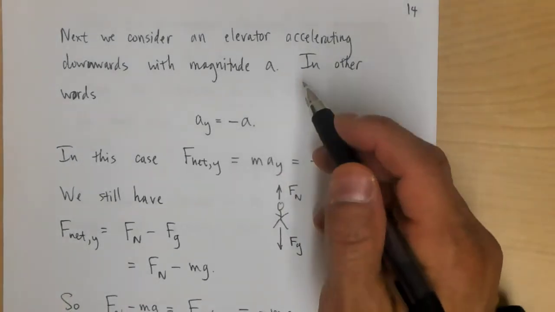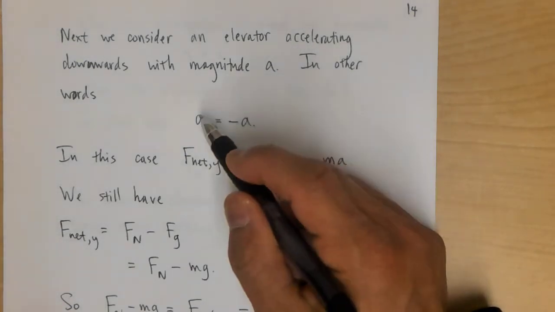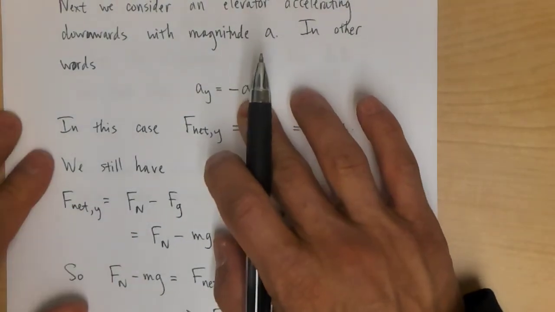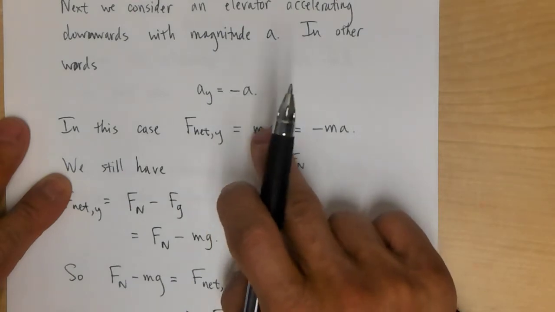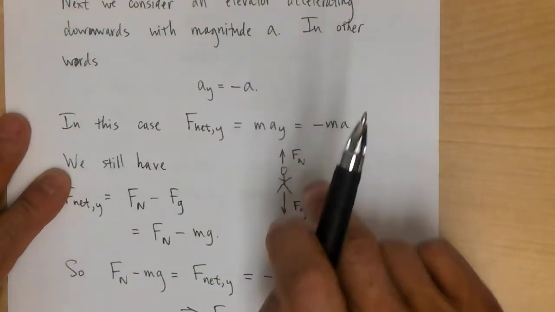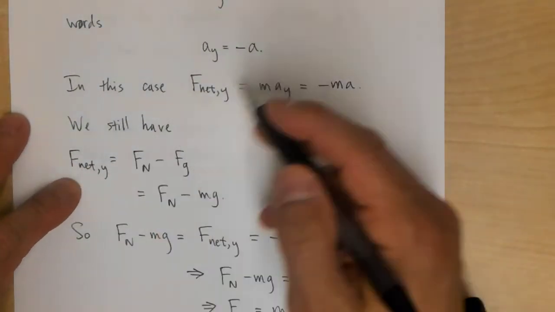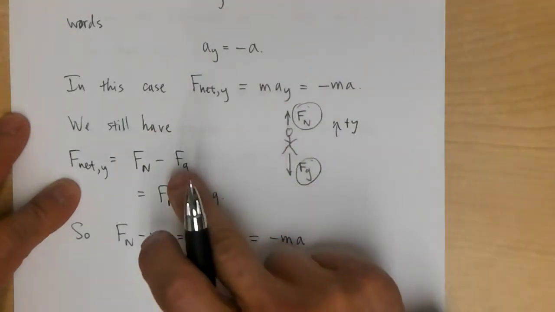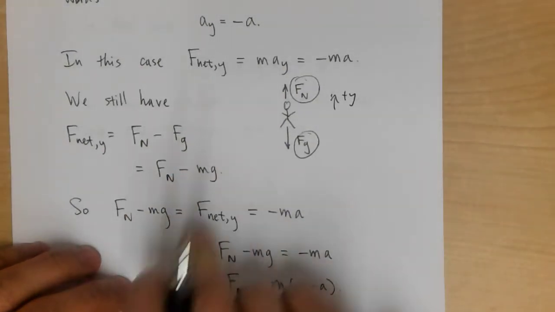Now, let's consider when the elevator is accelerating downwards with magnitude a. In other words, ay is negative a, where a is a positive number. In this case, F net y will be, again, may, or negative m times a, because ay is negative a. Now, we will still have that the net force will be Fn in the positive y direction and Fg in the negative y direction, so it's Fn minus Fg, or Fn minus mg.